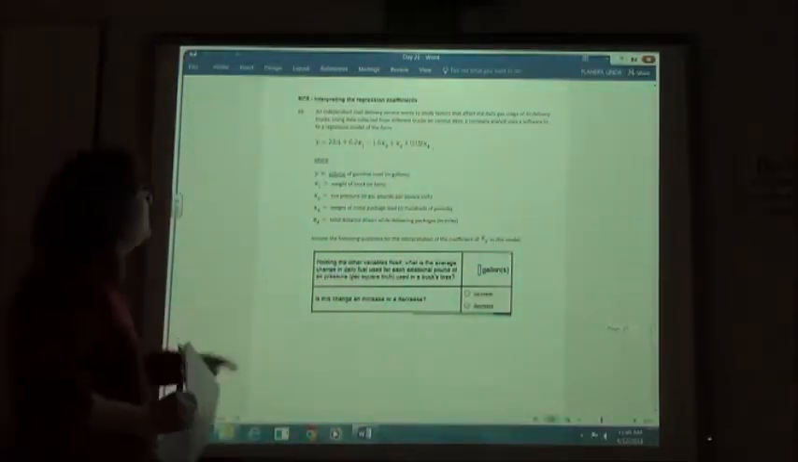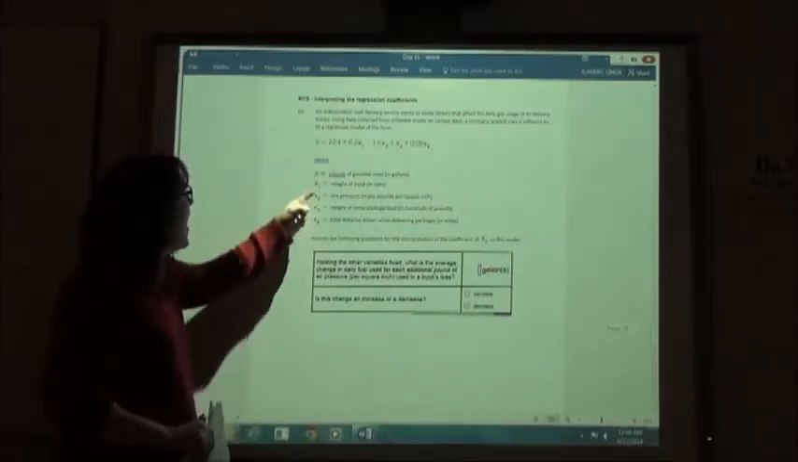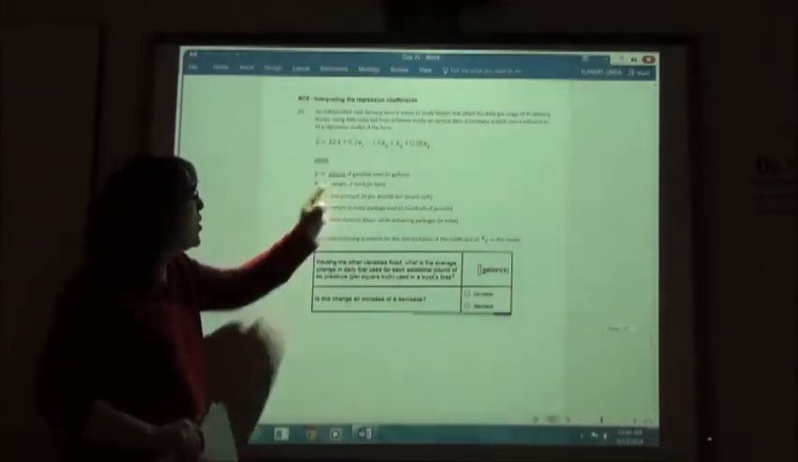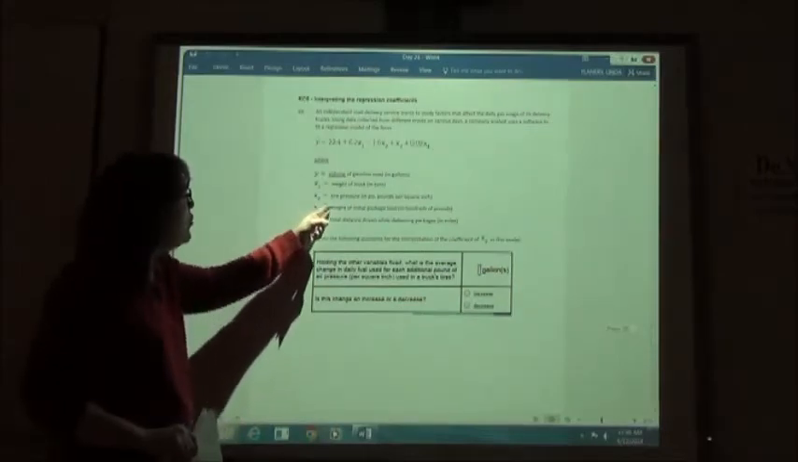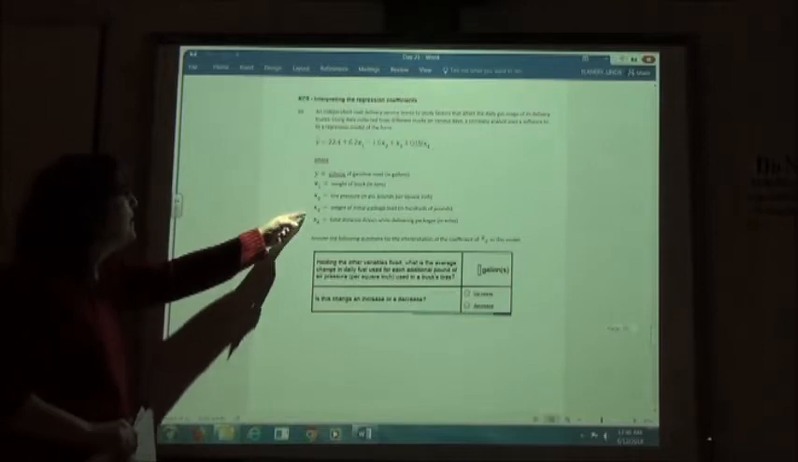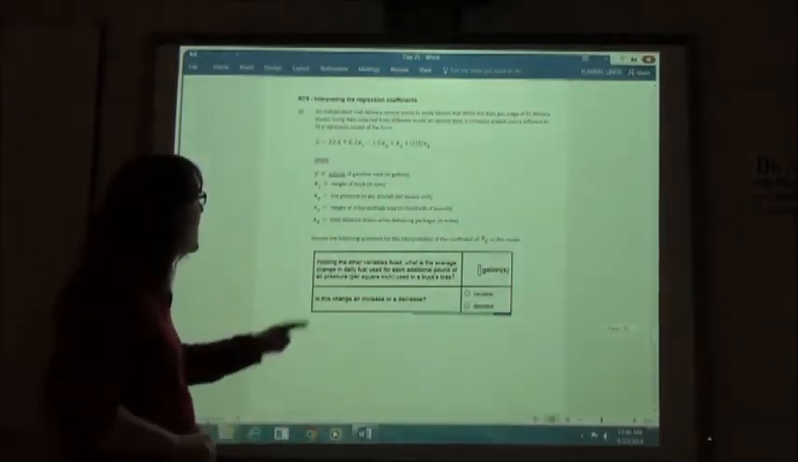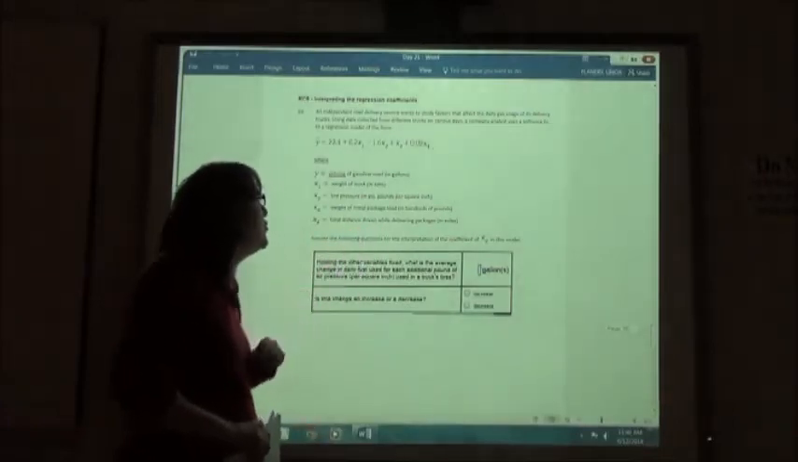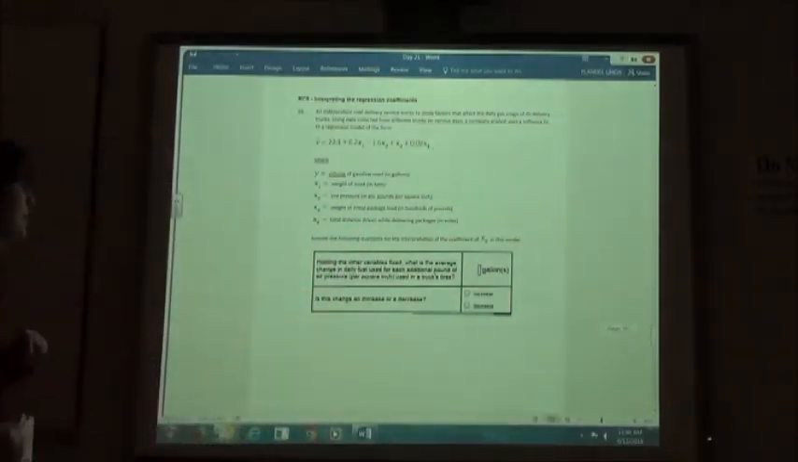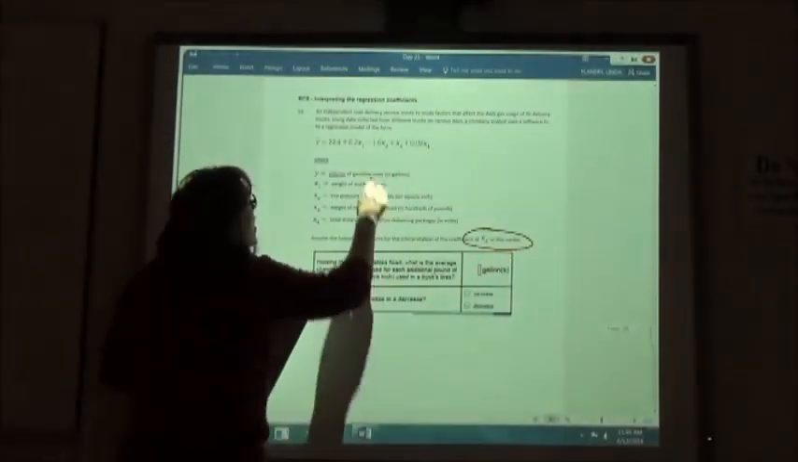The y is the volume of gasoline used in gallons. X sub 1, weight of the truck in tons. X sub 2, tire pressure in pounds per square inch. X sub 3, weight of the initial package load in hundreds of pounds. X sub 4, the total distance driven while delivering packages in miles. Answer the following questions interpreting X sub 2 in this model.